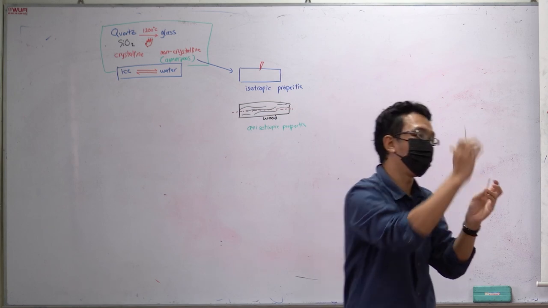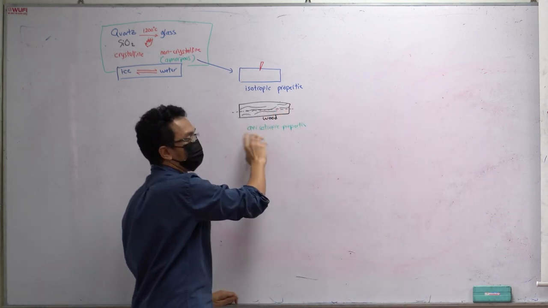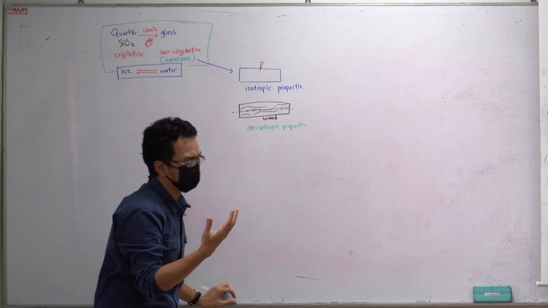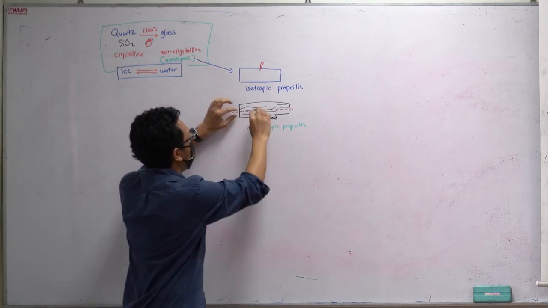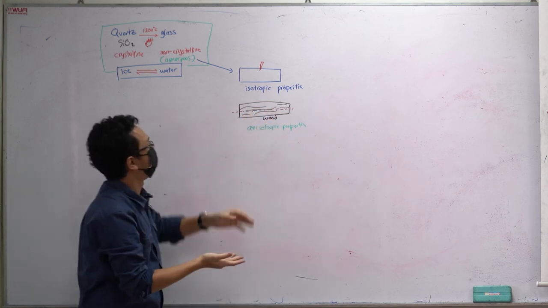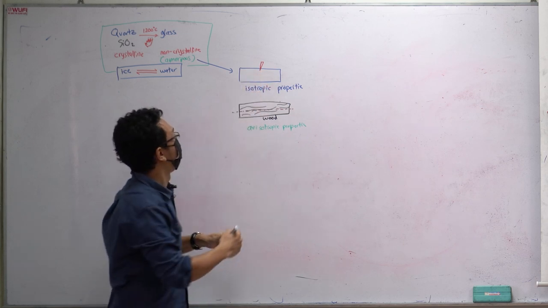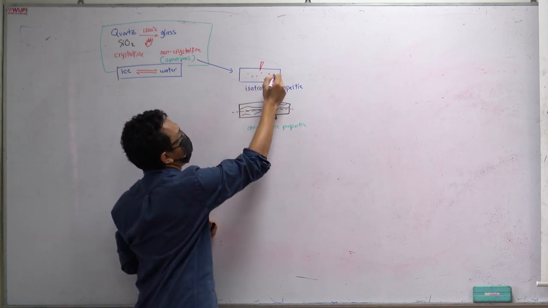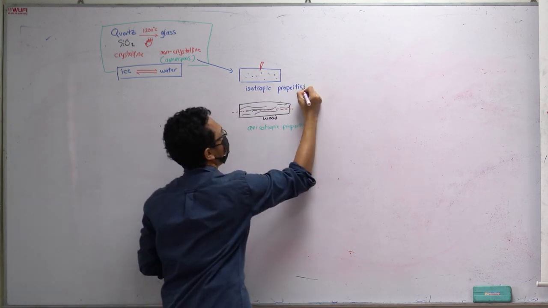Because the snap happened along the boundary. Okay, so that is for wood, something that has anisotropic properties. You can cleave it easily along the grain. But for an isotropic structure, there is no preferred orientation. I mean that the molecules inside the glass have no preferred orientation.